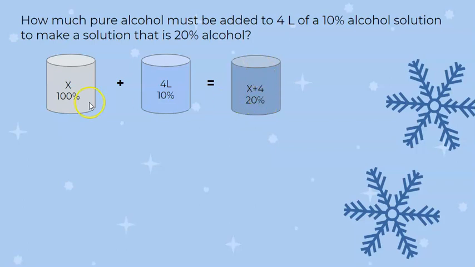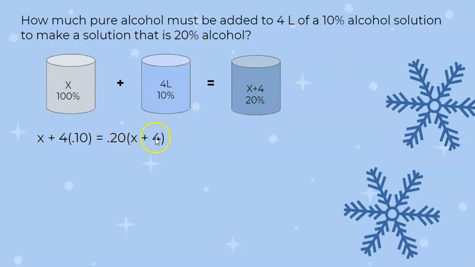So I set all that up, and then I'm going to turn everything into decimals. Now, notice with 100, if you move the decimal 2 places to the left, you get a 1. So you get 1x here, and then 4 times 0.10, and then 0.20 times x plus 4. So you're just multiplying each of those pairs.